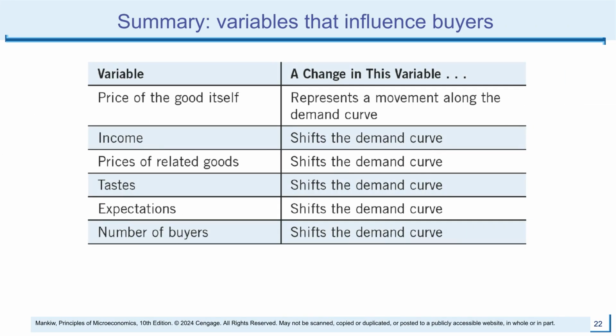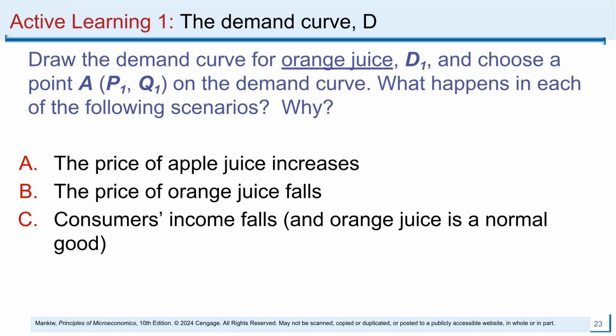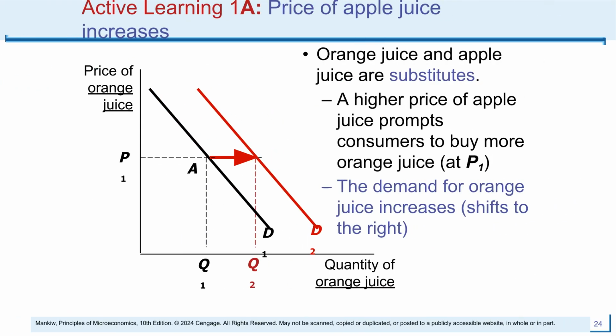Another factor is changes in tastes. Any event that increases your preference for a good will increase the demand for it, shifting its demand curve to the right. Finally, expectations about the future play a role. If people expect their income to rise or prices to increase soon, their current demand for goods often increases. It is crucial to distinguish between a shift in the demand curve and a movement along the curve.